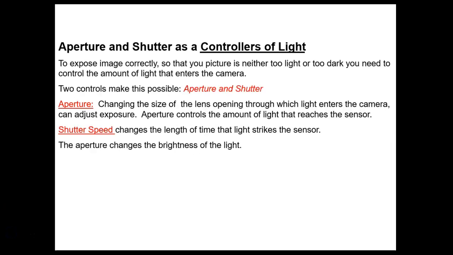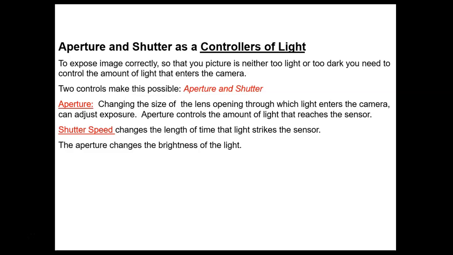Alright, so you've already heard me talk about aperture and shutter, and I wanted to explain a little bit more about those because those are really important in exposing your picture correctly. They can also control some creative aspects of your image making as well. So aperture and shutter, I want you to think of those as controllers of light. To expose an image correctly so that your picture is neither too light or too dark, you need to control the amount of light that enters the camera, and you have the ability to do that manually.